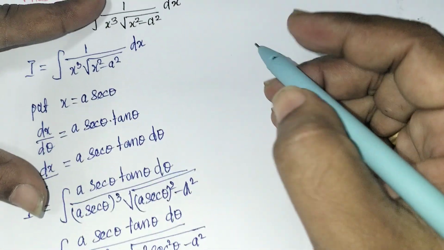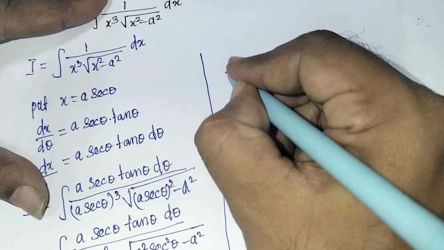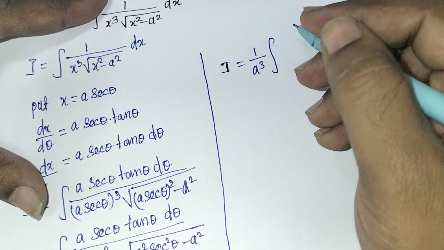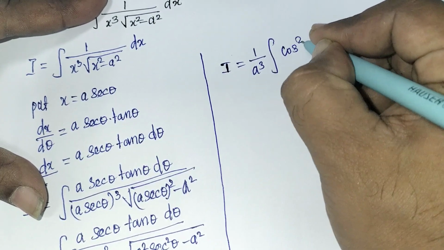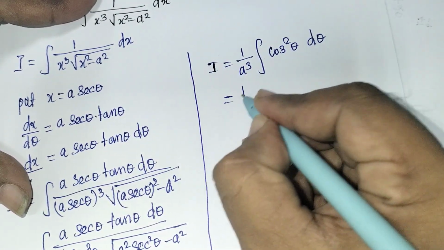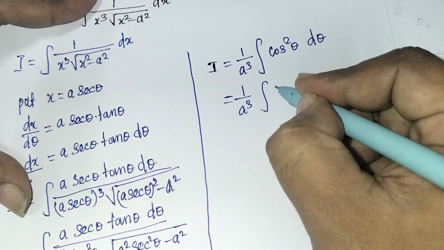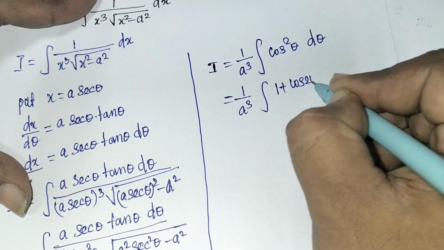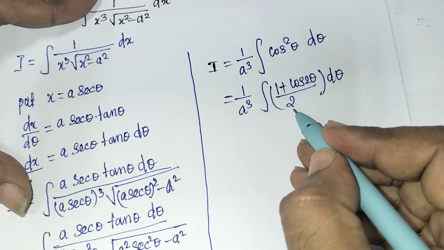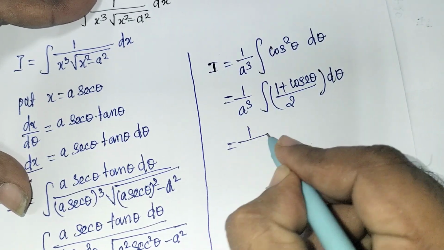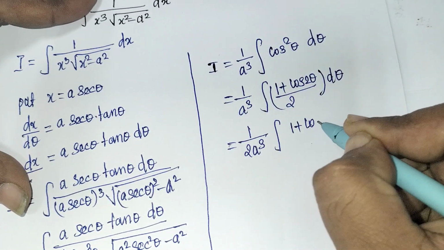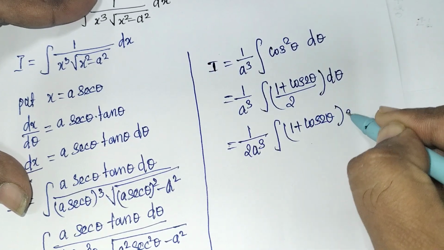So that here I will write I is equal to 1 by a cube integral of 1 by secant square theta, we can write cos square theta into d theta. Here I'll write cos square theta equal to (1 plus cos 2 theta) divided by 2 into d theta. From that, 1 by 2 taking outside of the integral because of constant, 1 divided by 2a power 3 integral of 1 plus cos 2 theta into d theta.